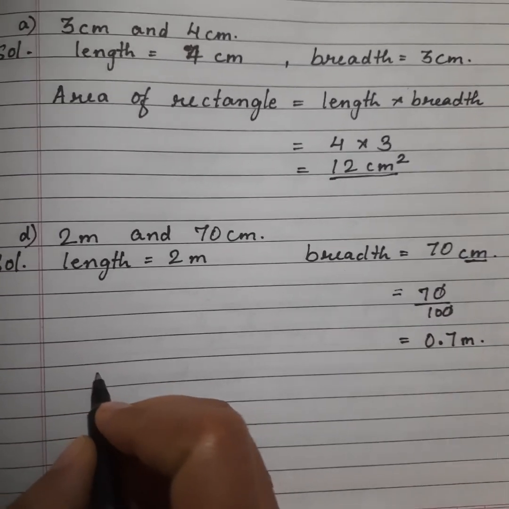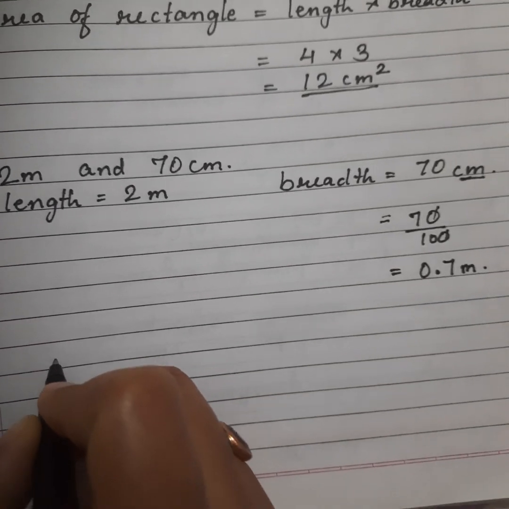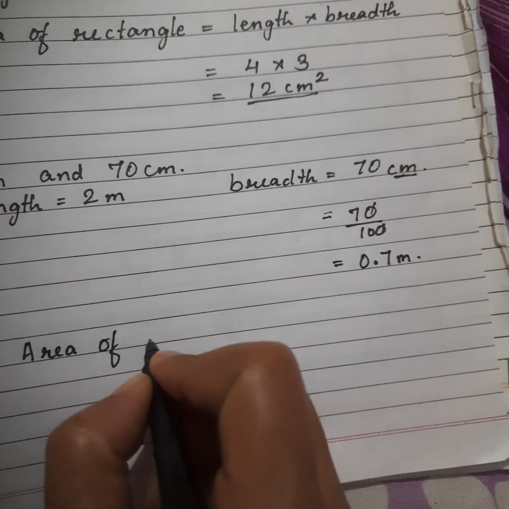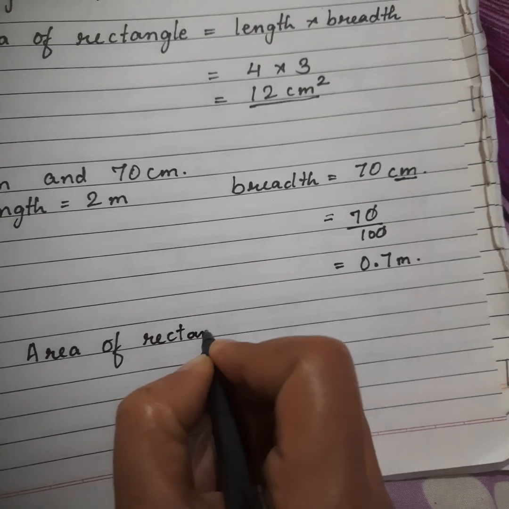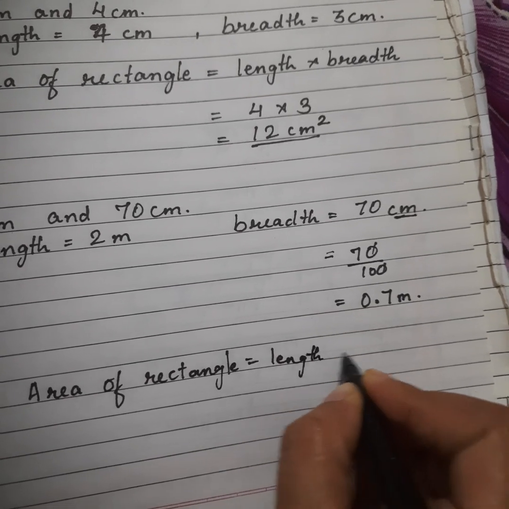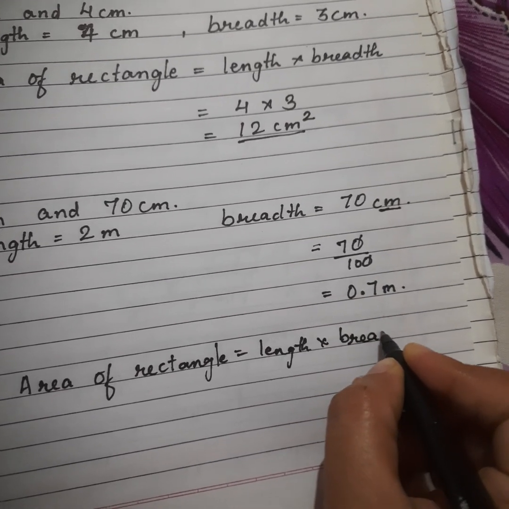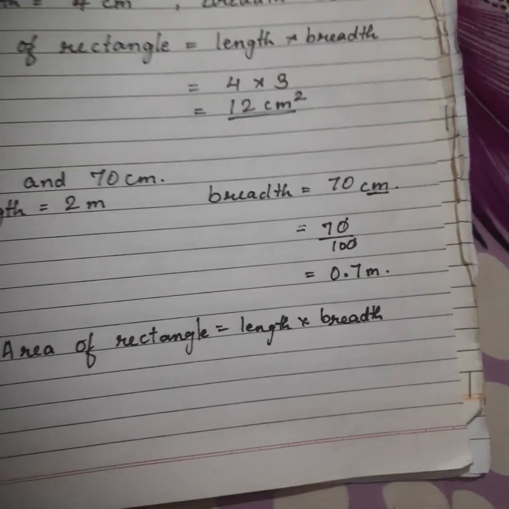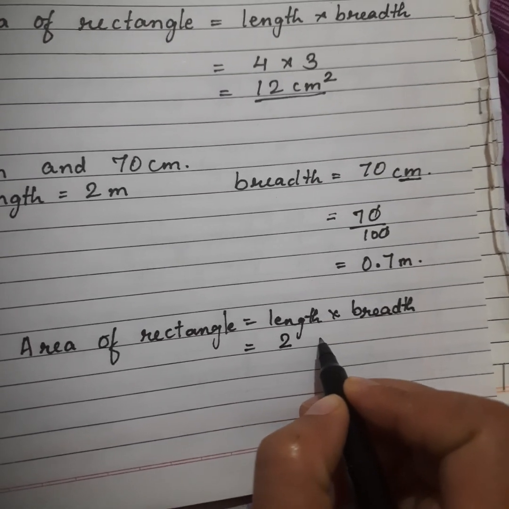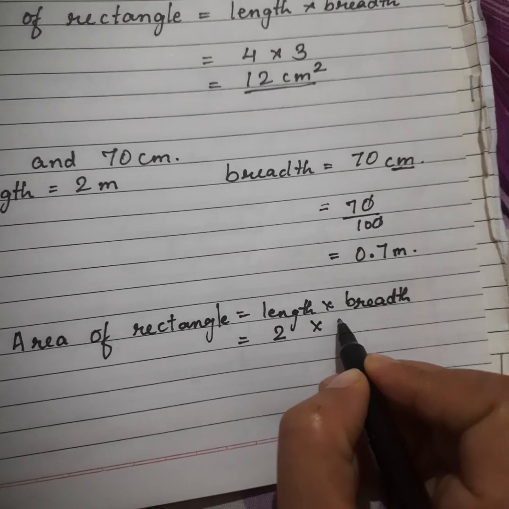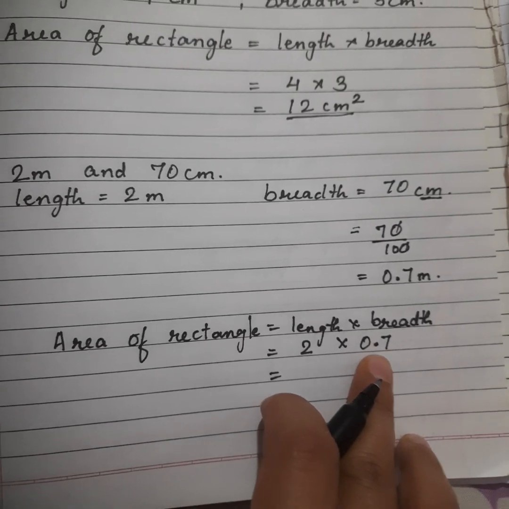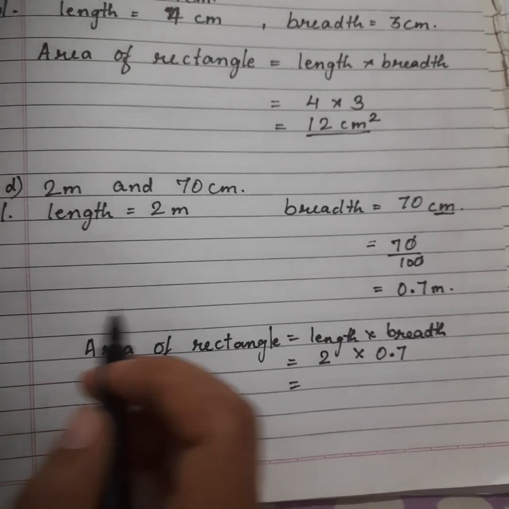Now put the formula. Area of rectangle equals length into breadth. Now length is what? 2 meter, and breadth is what? 0.7 meter. So for multiplication, ignore this point, just simply multiply.